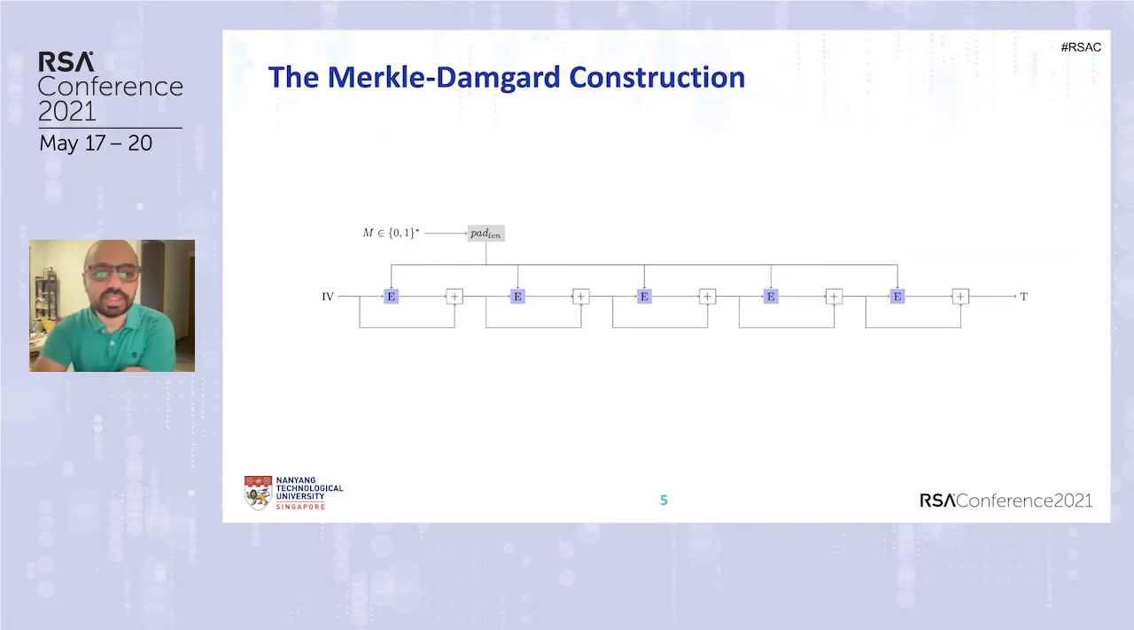The SHA-1 hash function is based on what is called the Merkle-Damgård construction, which uses a block cipher with the structure in the figure to implement the hash function. It should be secure: if the block cipher has a block size of n, then the collision resistance should be 2 to the n over 2.